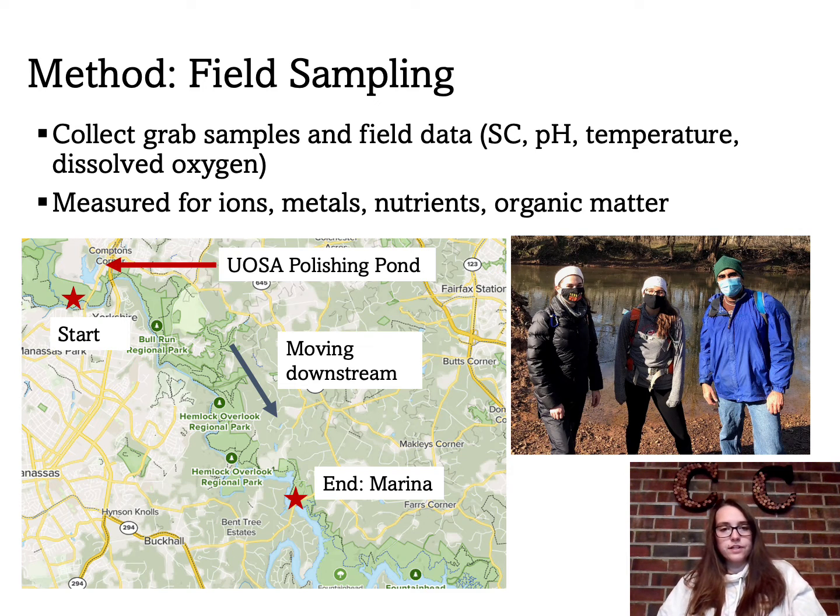To conduct this research, teams from University of Maryland and Virginia Tech hiked along the Bull Run Trail and collected grab samples as well as field measurements. Each sample collected was run for ions, metals, nutrients, and organic matter.